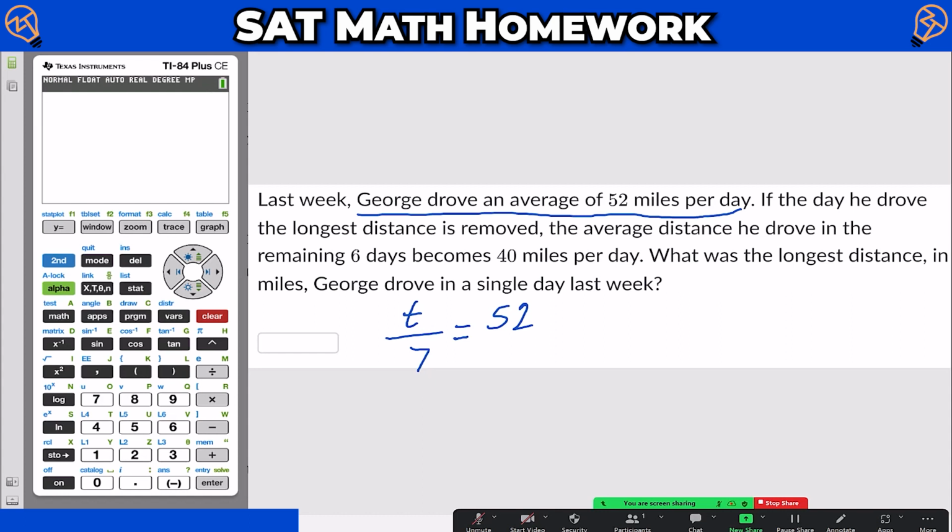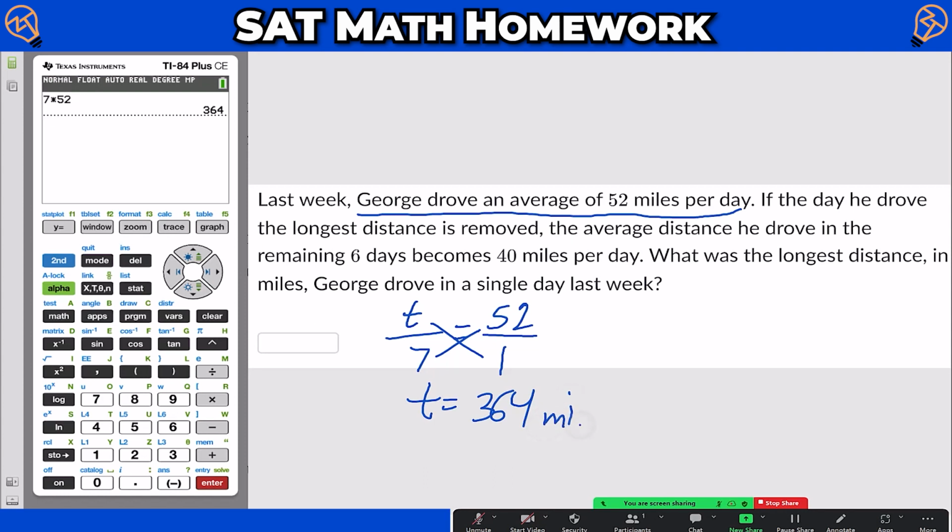So before I get too far here, I at least want to start working on this problem with the things that I do know. So this 52, I could put it over 1 to create a proportion and easily see that if I cross multiply, I could do 7 times 52, and I find that t is 364. Now, whenever I find a specific value, I want to be really clear on what I just obtained. I don't want to lose track of the problem. So what was that 364 what? Well, that's 364 miles in total, right? That's what we just found, the total miles for 7 days.